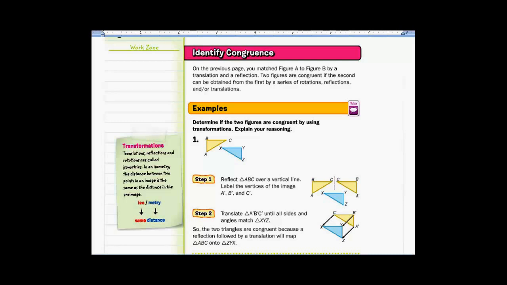So that would be something to add to your notes. They have to be the same size, same shape. They don't, however, have to be in the same orientation. What I mean by that would be like number 1. These are congruent, same size, same shape, although they are flipped and slid.